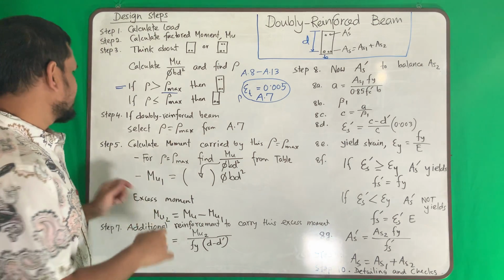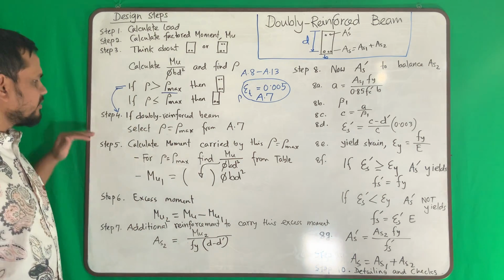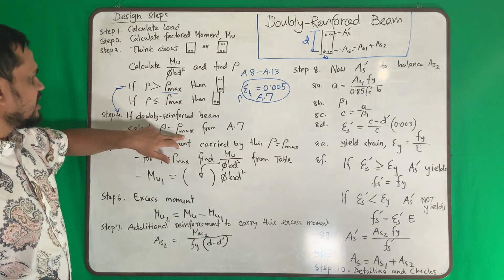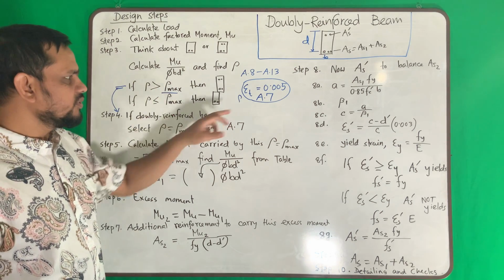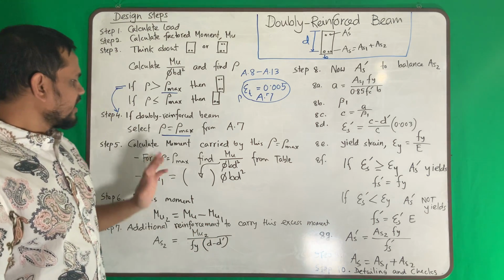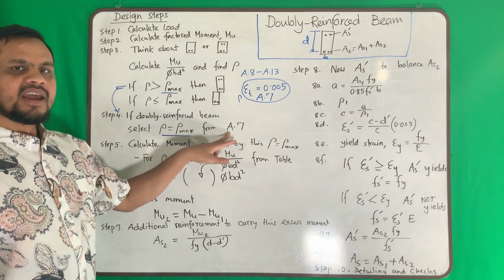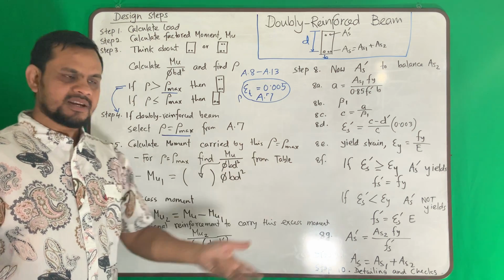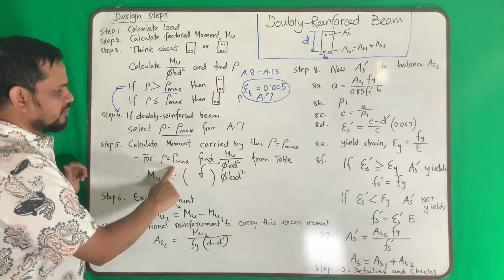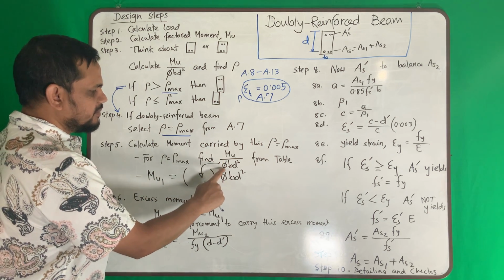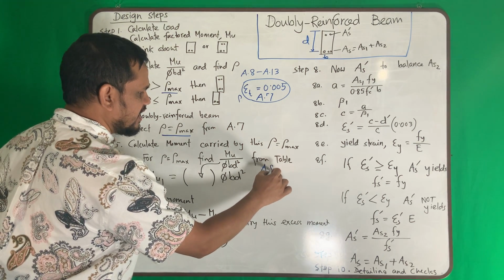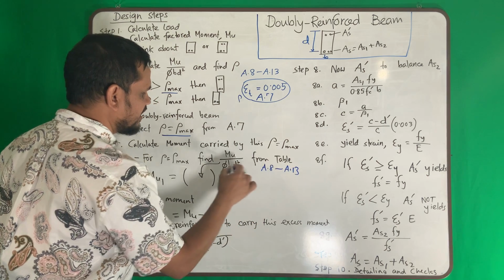This is our discussion today. Then we'll come to step number 4. If doubly reinforced beam, what to do? Select rho equal to rho max. That means whatever the rho that will give me this strain, we will select it. And where you will get it again, it is in table A7, that means in your appendix chapter. Okay, so we selected this. Then for this rho, we will find Mu over phi b d square from table, appendix A8 to A13.